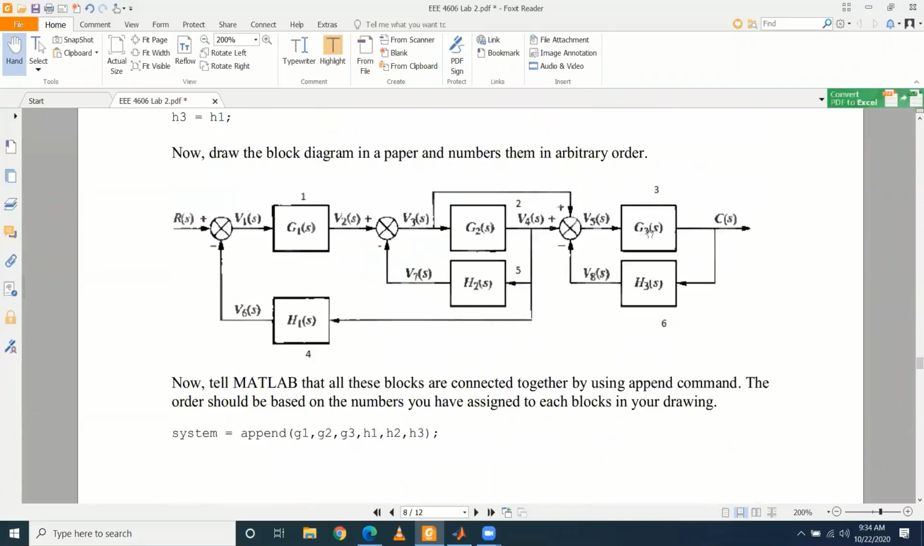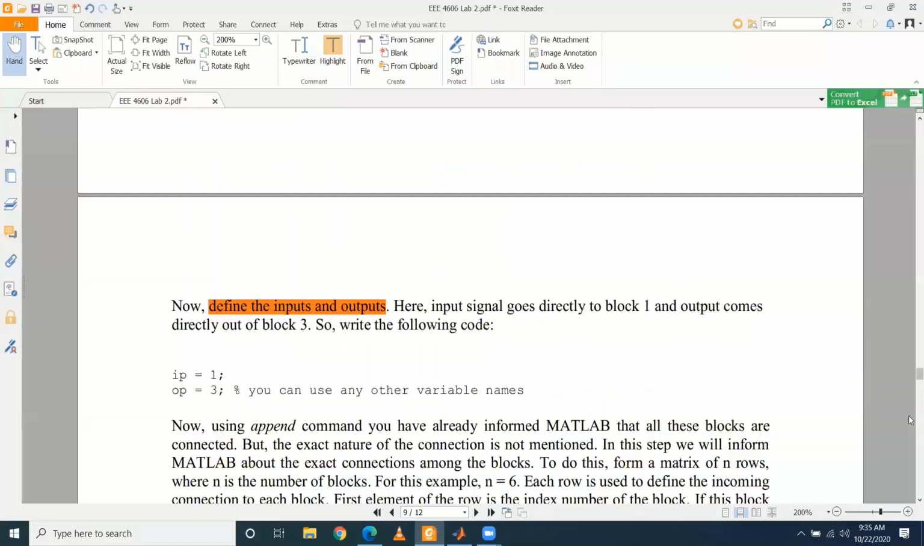Did everyone understand the connections for block 3? Yes, sir. This one was the least simple one, so the other ones are easy again. For block 4, what will it be? It's coming from V4, from block 2. Any other connections? No, sir. So for 4, it will be just directly 2. That's it.